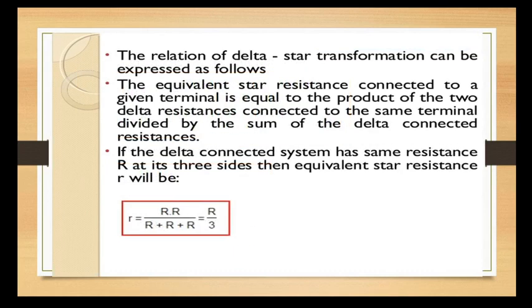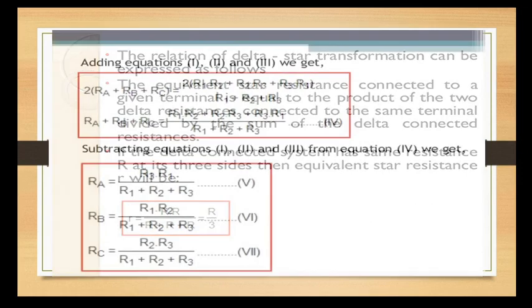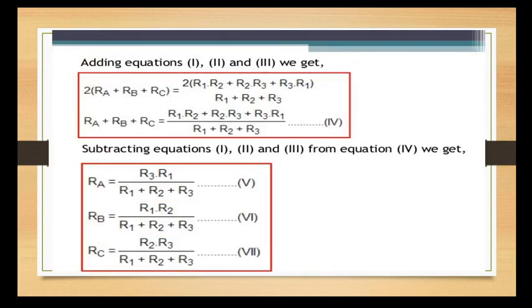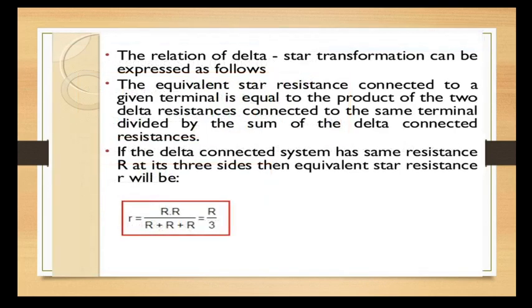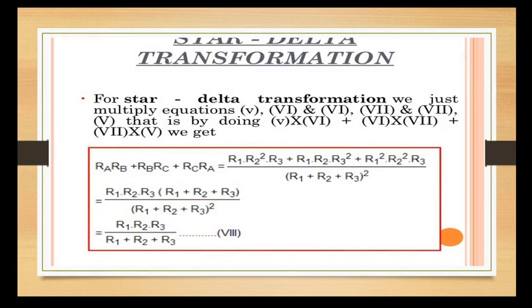Now we can move on to see what happens if all the resistances are equal. If R1, R2 and R3 are equal, you can again simplify this equation, isn't it? So if R1 equal to R2 equal to R3 equal to R, what will be RA? RA will be R square by 3R, that is R by 3. RB will be R by 3, RC will be R by 3. So if the delta connected system has the same resistance R at its three sides, then the equivalent star resistance will be R by 3. Clear?